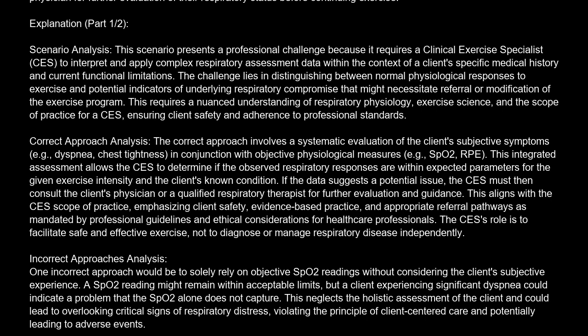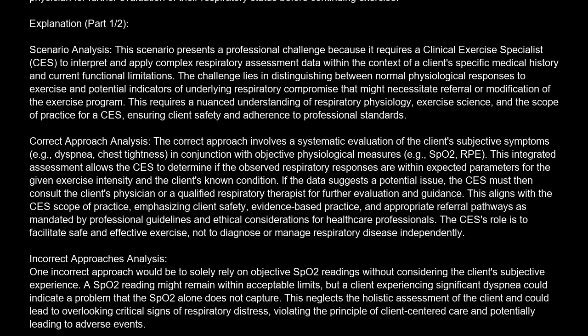This aligns with the CES scope of practice, emphasizing client safety, evidence-based practice, and appropriate referral pathways as mandated by professional guidelines and ethical considerations for healthcare professionals. The CES's role is to facilitate safe and effective exercise, not to diagnose or manage respiratory disease independently.